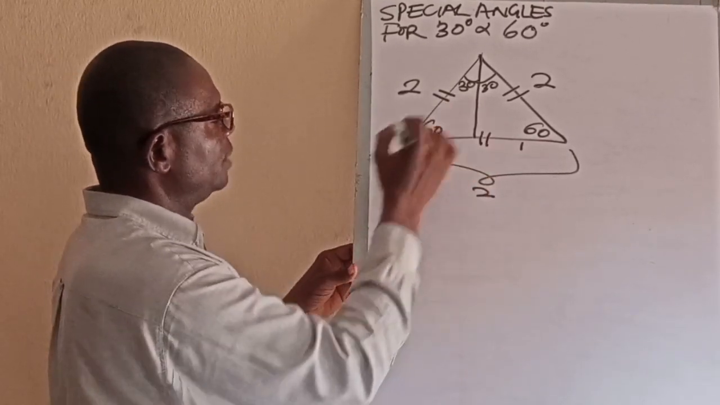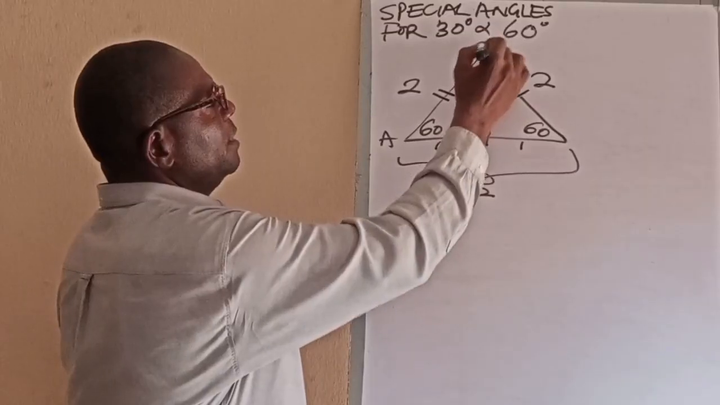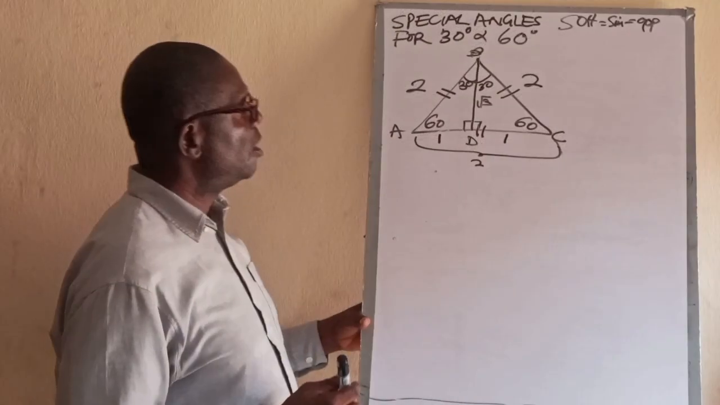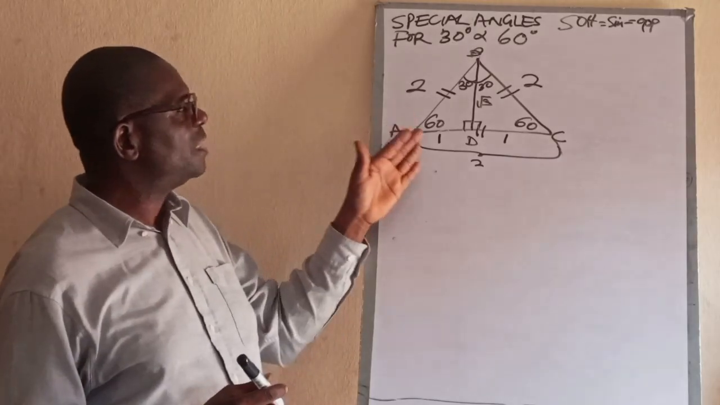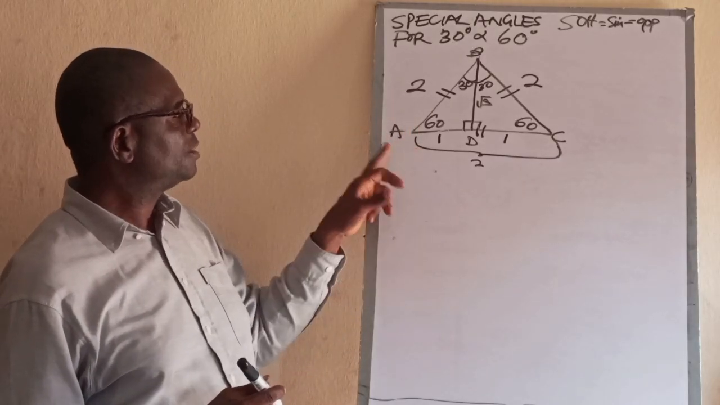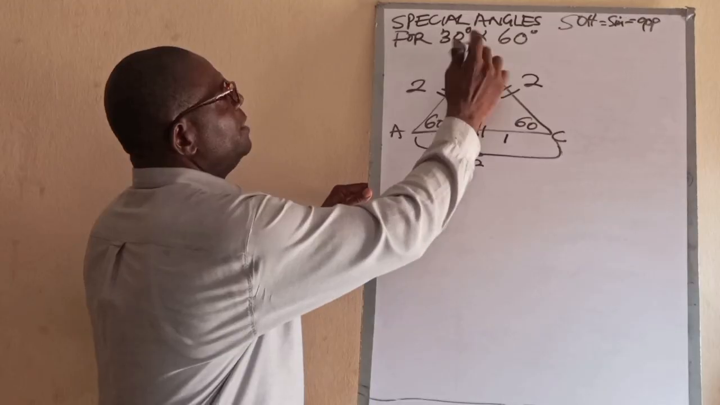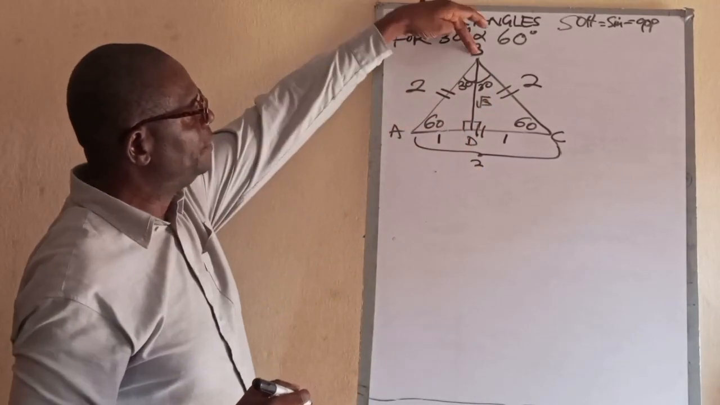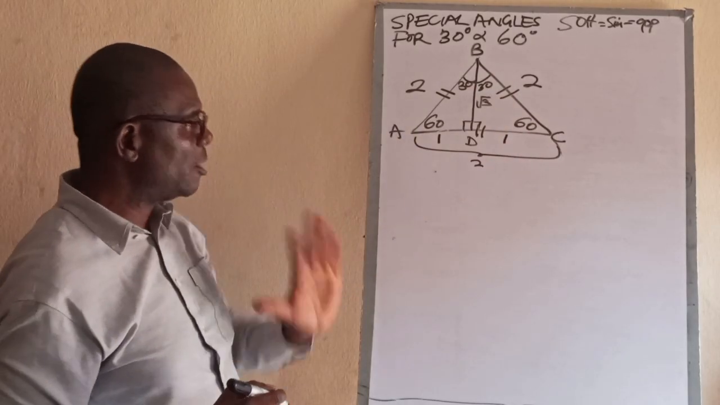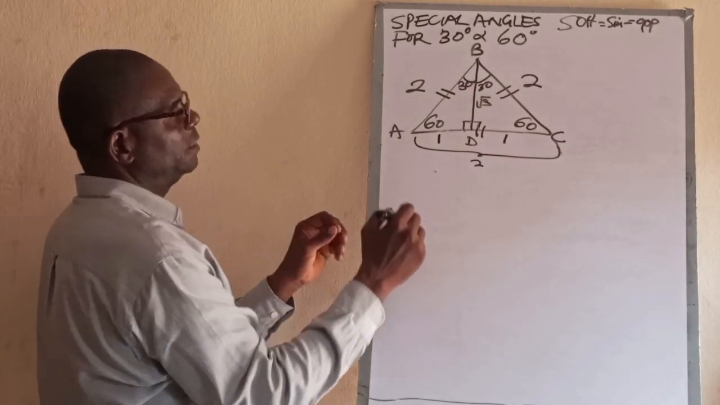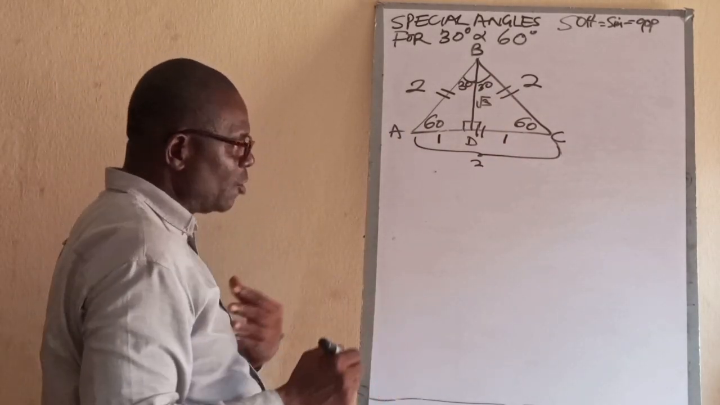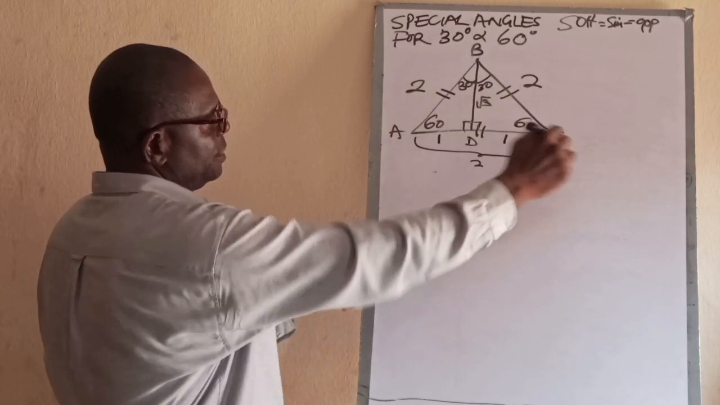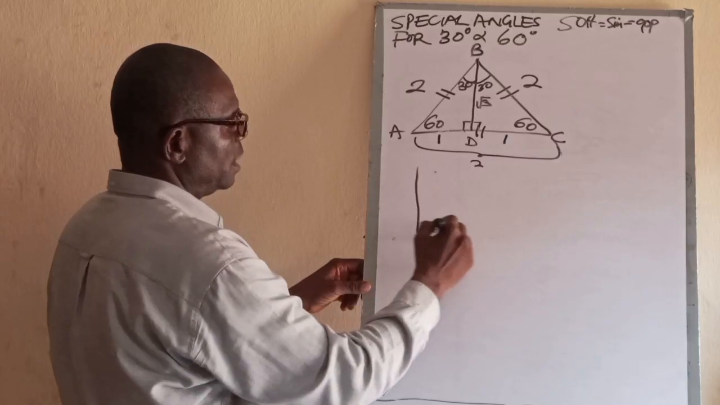Good. Let's name the vertices A, B, C, and let's call the altitude D. From this diagram, you can see that there are two triangles, triangle ABD and BDC, and the two of them are equal in all respects. I don't know the one you want us to pull out, but on my own, let us pull out BDC.